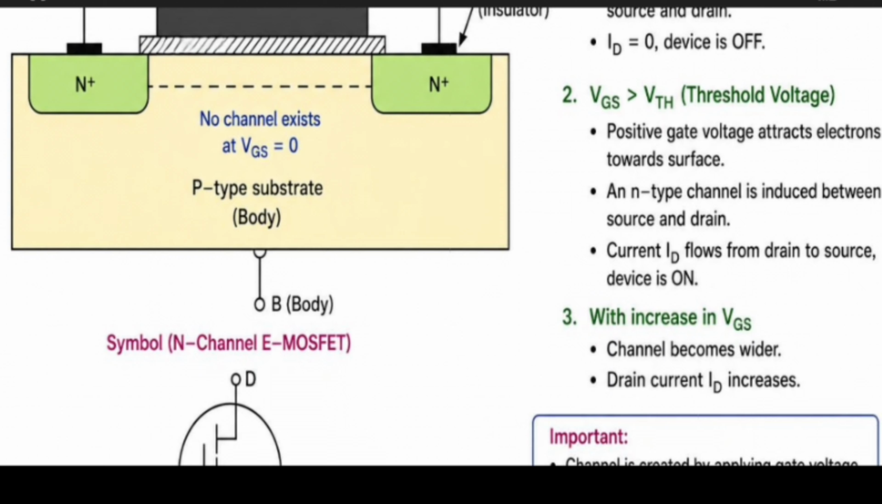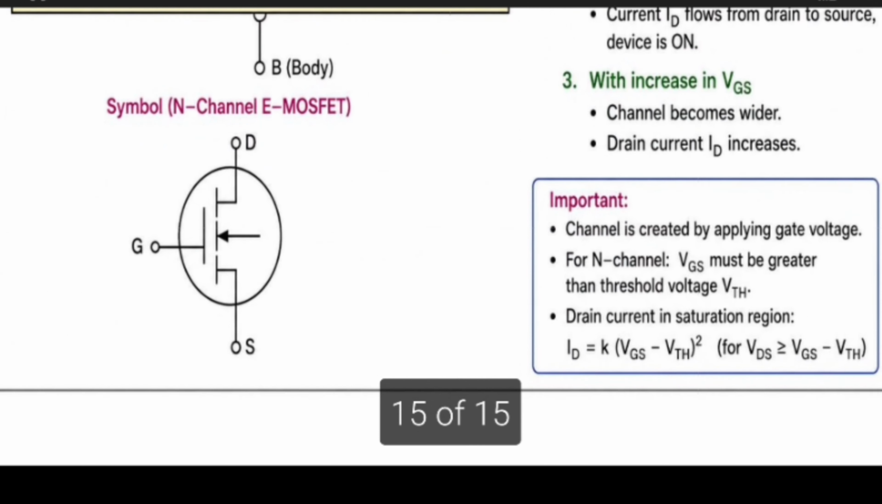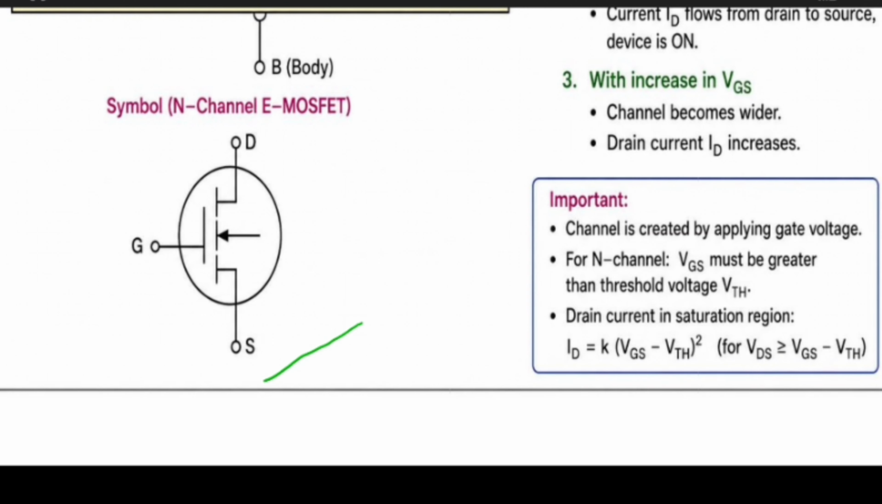When a positive voltage is given, it attracts electrons towards the gate, and an N channel is induced between drain and source. As VGS increases, the channel becomes wider and ID increases. This will be the symbol for the N channel EMOSFET. This is an important formula that you can use.